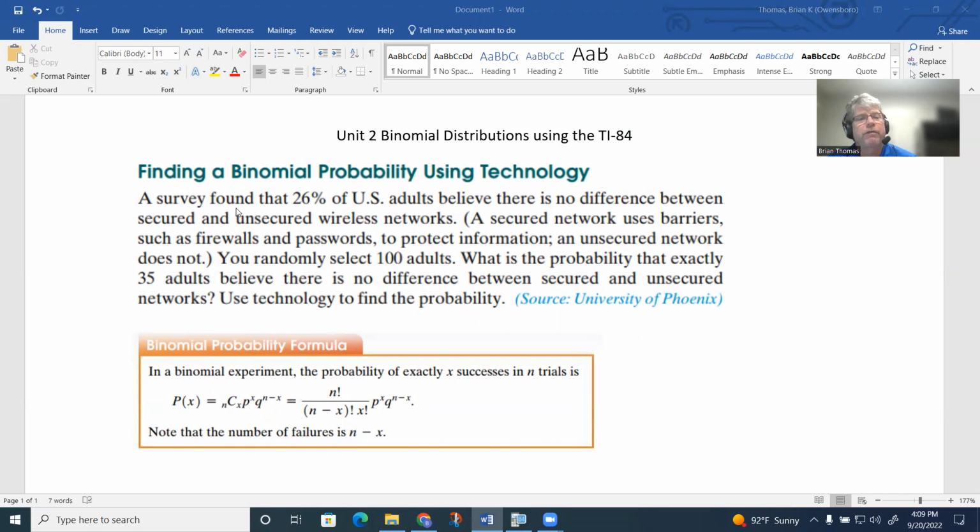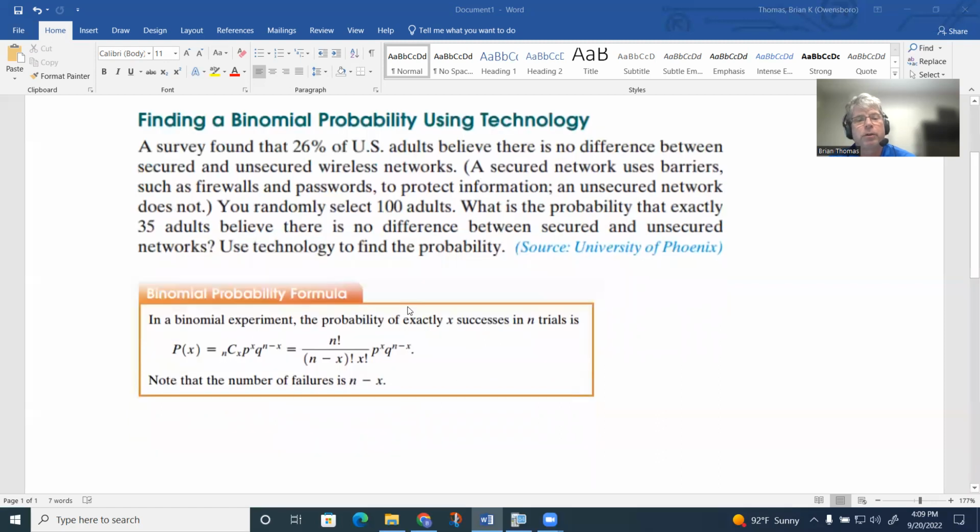So we have a survey that found that 26% of US adults believe there is no difference between secured and unsecured wireless networks. A secured network uses barriers such as firewalls and passwords to protect information. An unsecured network does not. So you randomly select 100 adults. What is the probability that exactly 35 adults believe there is no difference between secured and unsecured networks? So using technology, find the probability.